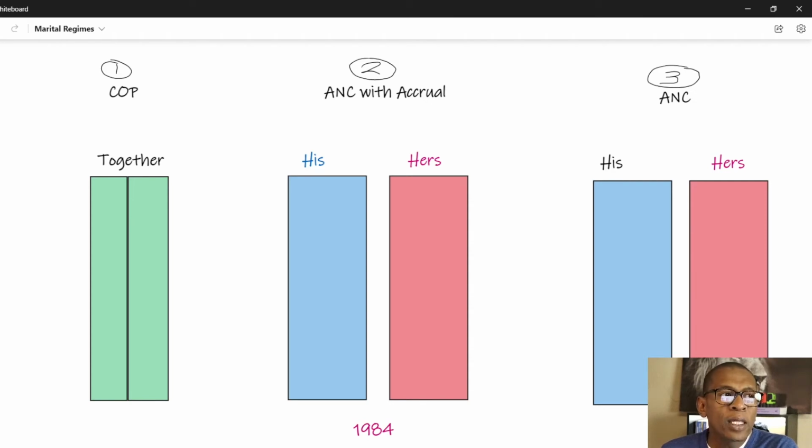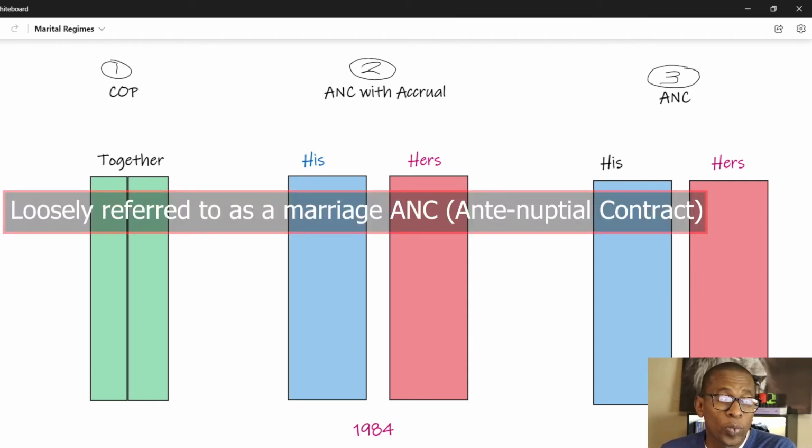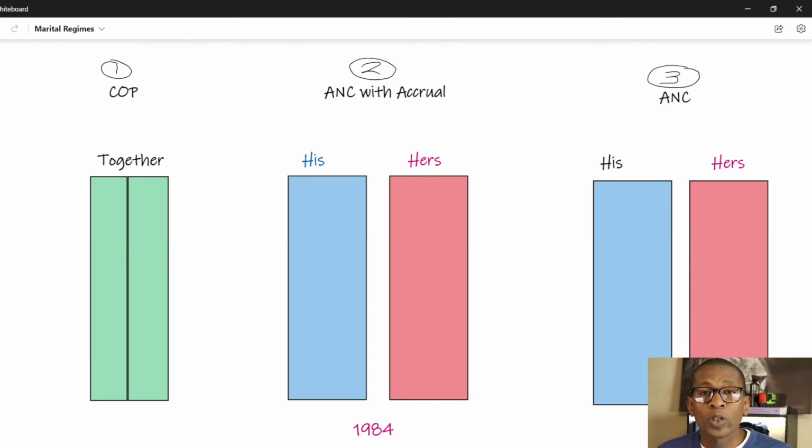And then the next two are out of community of property. So let's have a look at the third one first. We'll come back to the second one because I want you to remember the date of 1984. If you look at the third one, at the start of the marriage, whatever his assets are remain his, and whatever his liabilities remain his, and whatever her assets and liabilities are remain hers. And so there's always that separation of estates between the two.